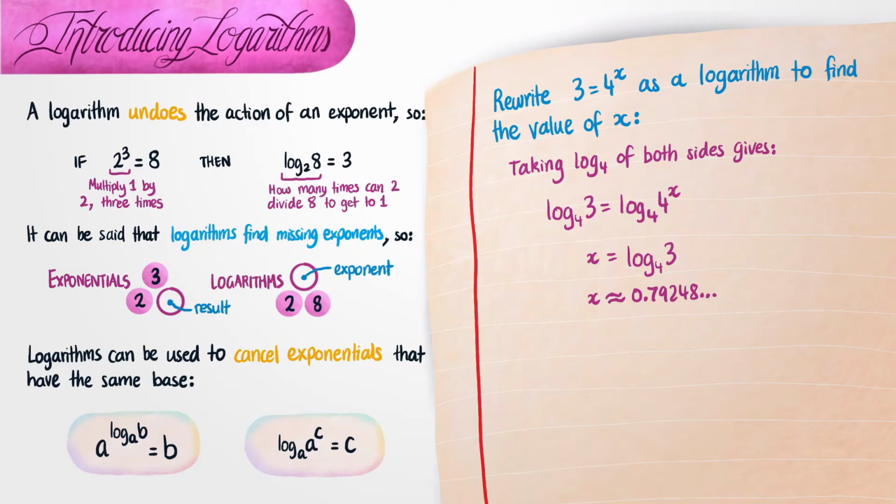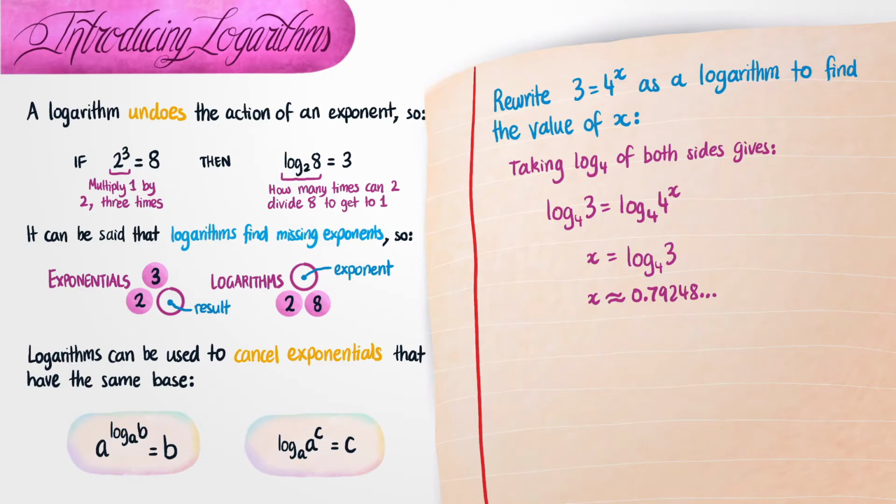And if you think about that for a moment, it actually does make some sense. We're asking, what power do you raise 4 to in order to get the number 3? Well, if you raised 4 to the power of 0, you'd get 1. And if you raised 4 to the power of 1, you'd get 4. So it makes sense that the answer is somewhere between 0 and 1.